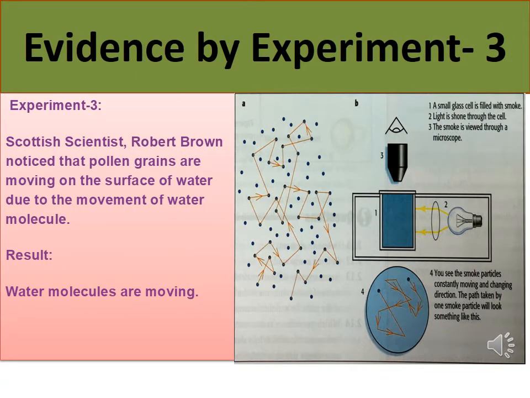Let us discuss the third experiment. Scottish scientist Robert Brown noticed that pollen grains are moving on the surface of water due to the movement of water molecules. Result: water molecules are moving.